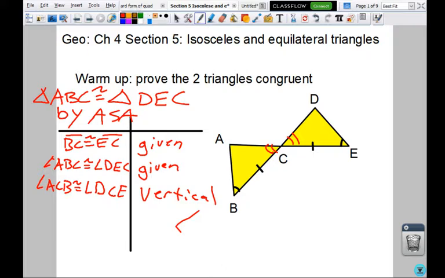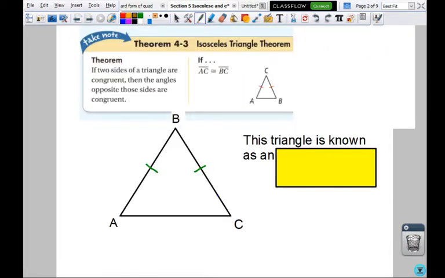All right, so we're going to be looking at isosceles and equilateral triangles today. Chloe, come on down. Okay, so we're going to be looking at isosceles triangles.